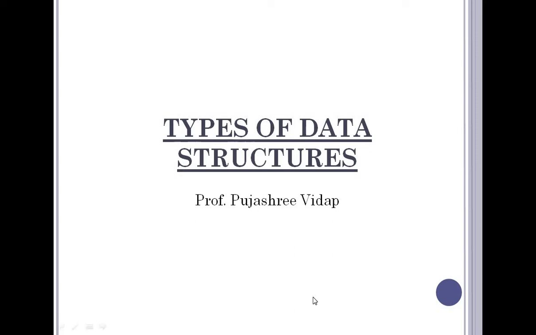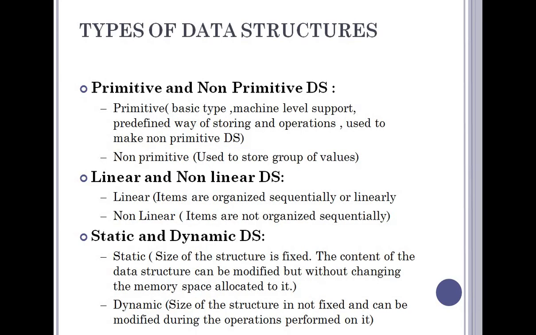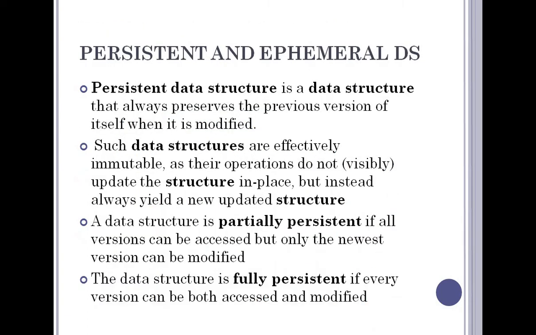Hello student, now we will see the next concept, types of the data structure in detail. Already we have seen one point, classification of data structure in video 2. Now this point we will see in more detail in this video. So the major types of the data structures are primitive, non-primitive, linear, non-linear, static, dynamic, persistent and ephemeral data structures.